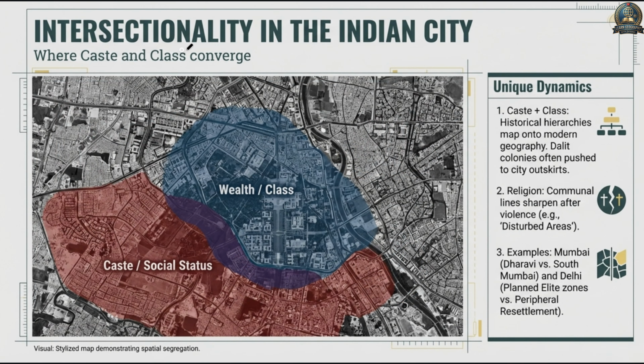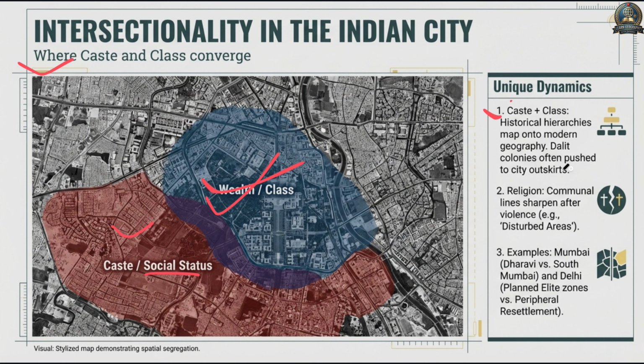Now, intersectionality in the Indian city. There is an intersectionality in Indian cities where caste and class converge. Caste means social status and class means wealth. Unique dynamics in Indian cities: one, caste plus class. Historical hierarchies map onto modern geography.